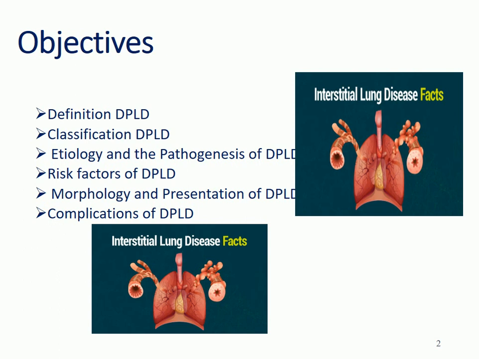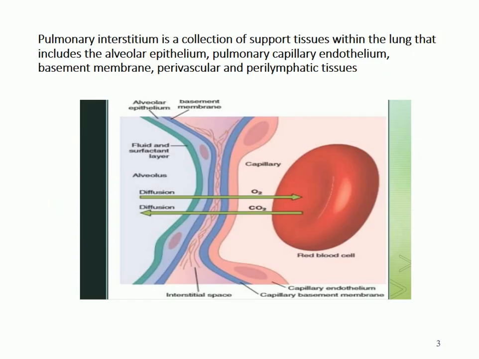As you see on this slide, this is just a description of what interstitial lung disease is. This one is a normal lung parenchyma, but this one looks to be thicker. So we are going to look and learn much about these diseases. Starting, let's have a short understanding of what you mean when you say pulmonary interstitium.